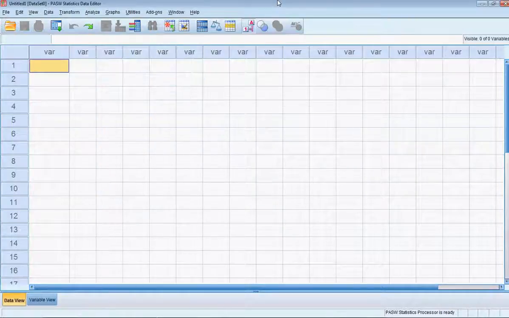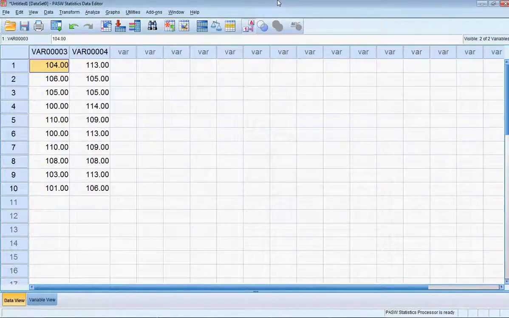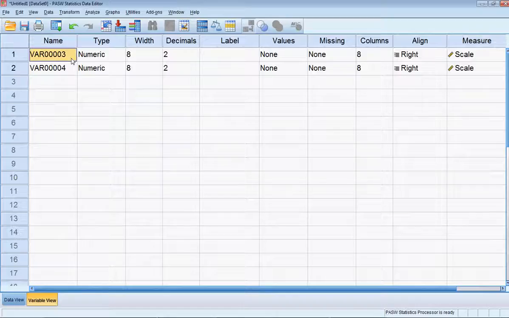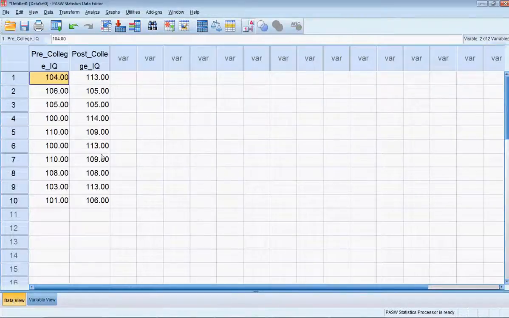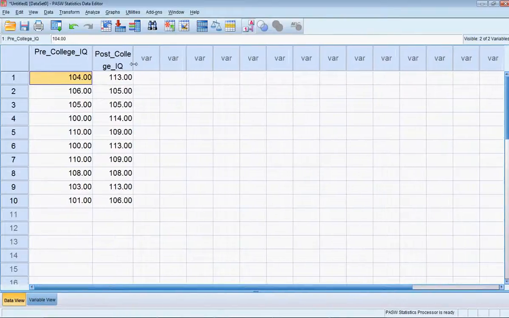And here are some fictitious data of people's IQ scores before and after they went to college. And I'm quickly going to label those scores so I don't forget what they are. Say pre-college IQ, post-college IQ. And I'll make that nice to read.